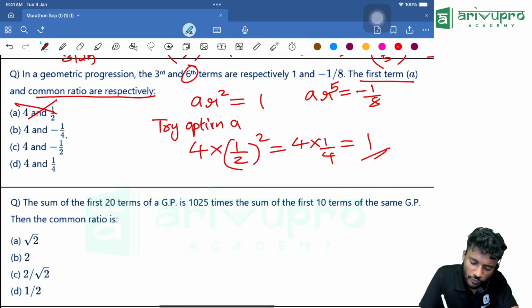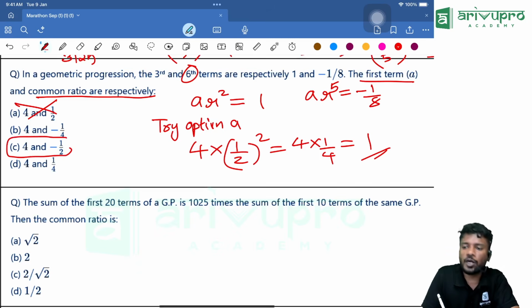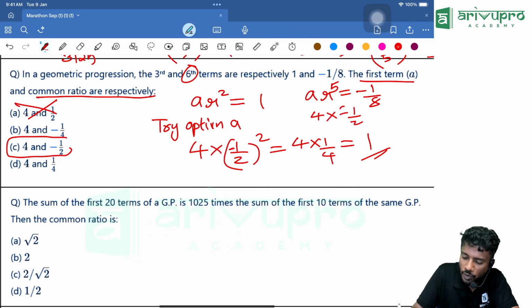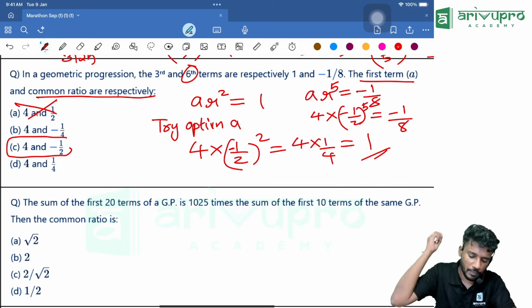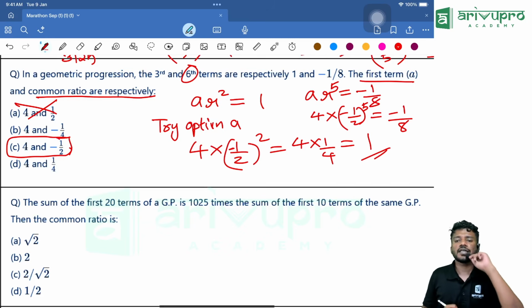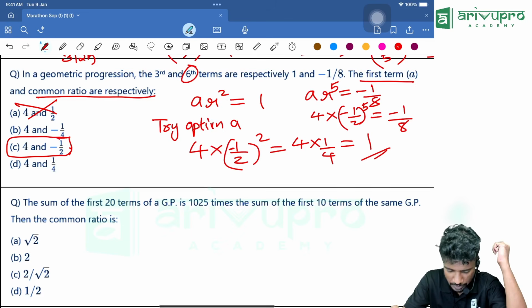Now we need to go for option C because minus 1 by 2 is there. So it will work out. That is equal to how much? 1. Then A into 4 into minus 1 by 2 the whole raised to 5 is equal to how much? That is equal to minus 1 by 8. 2 will get cancelled. Minus 1 by 8. So option C is our answer.